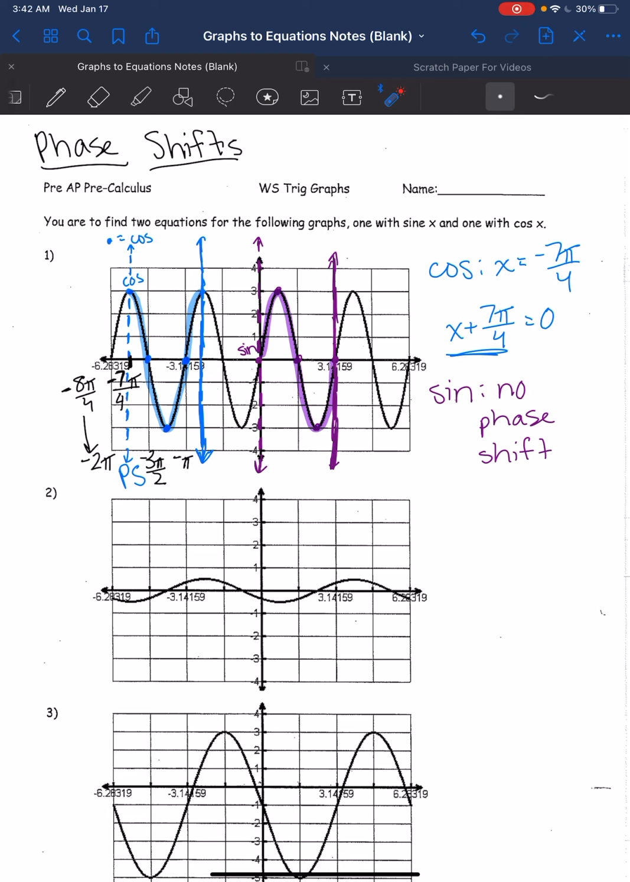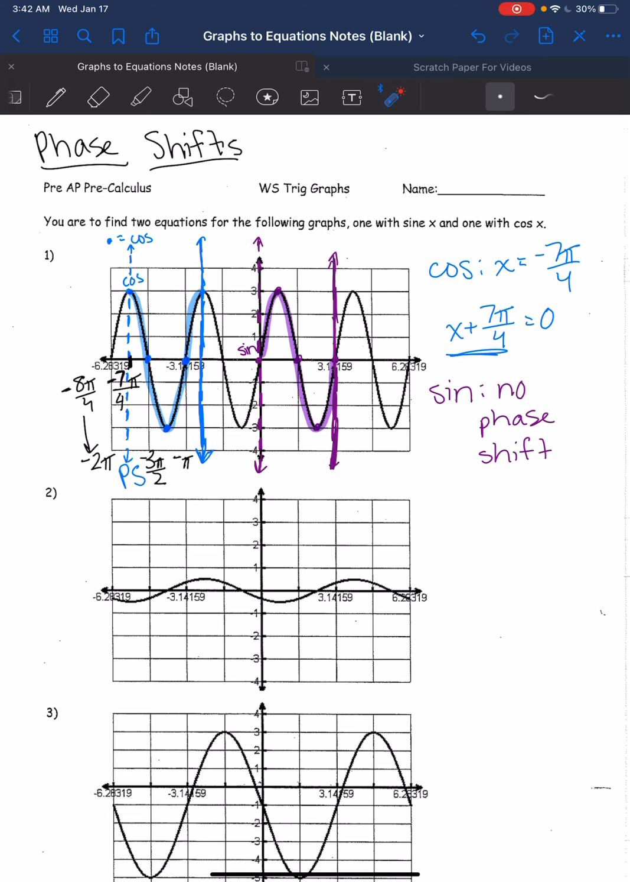Hopefully I made it clear that this goes by the starting point, and then your phase shift is just your distance from the origin, which is why the origin is so important here. If you start at the origin, no phase shift. You don't start at the origin, figure out how far you are away from it, that kind of thing.